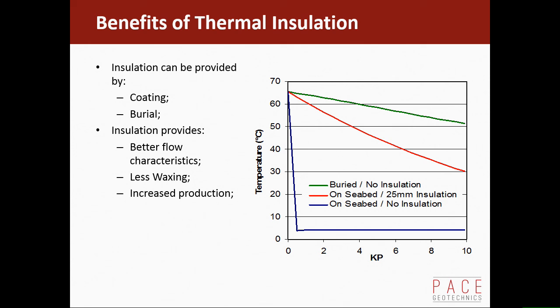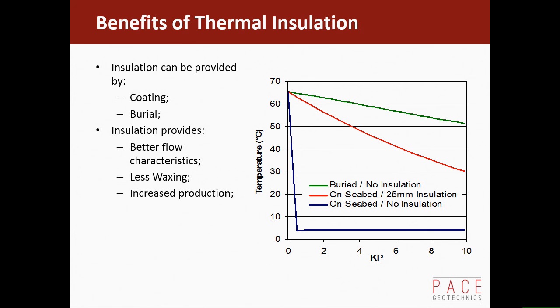If you left it on the seabed and had 25 millimetres of insulation, it did actually keep the oil much warmer, down to 30 degrees C. But simply trenching it without any insulation, it kept much warmer. It only dropped 15 degrees C over that 10 kilometre length, which is really quite a small drop over 10 kilometres.